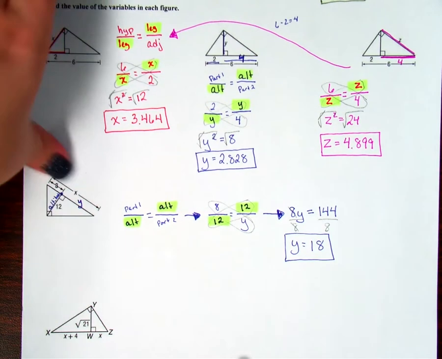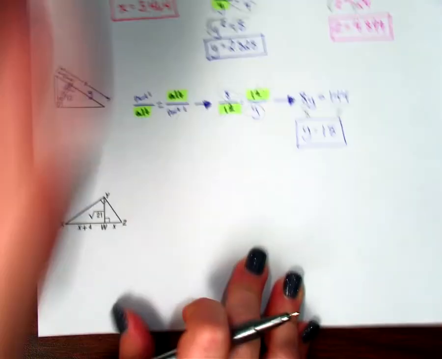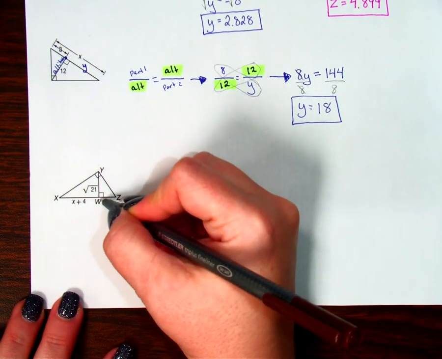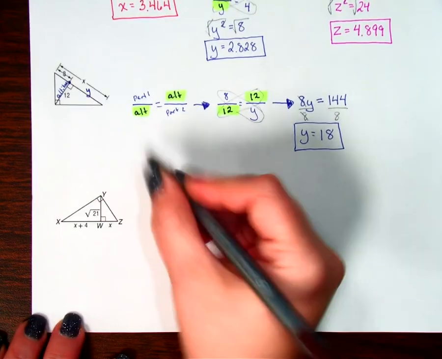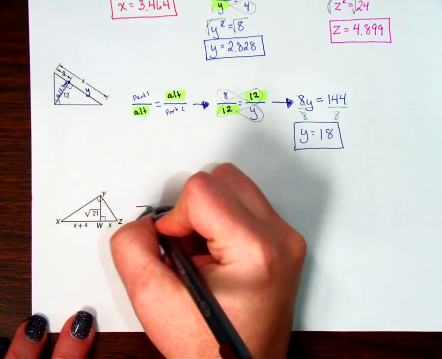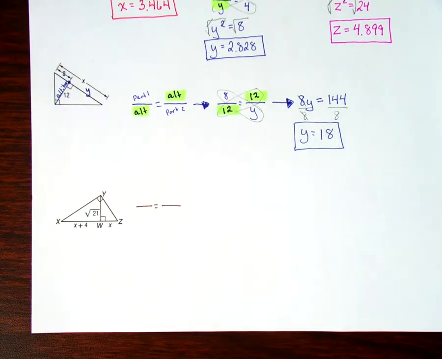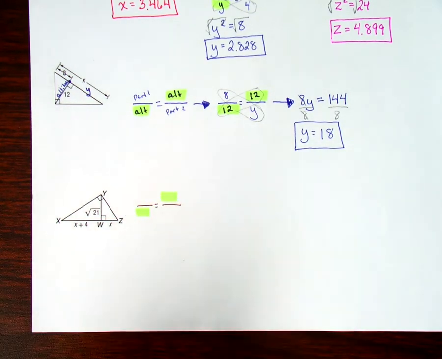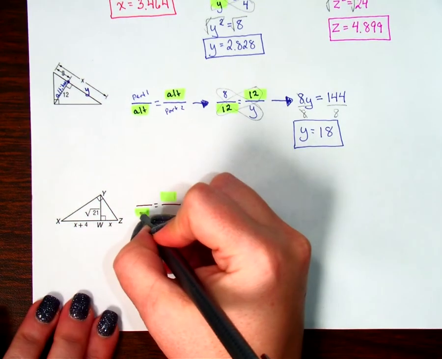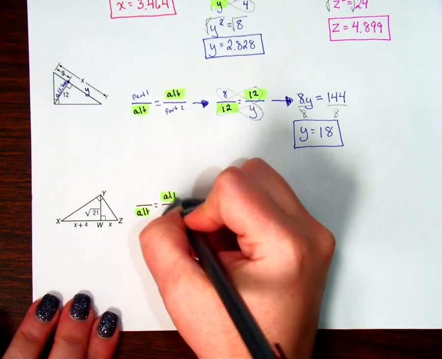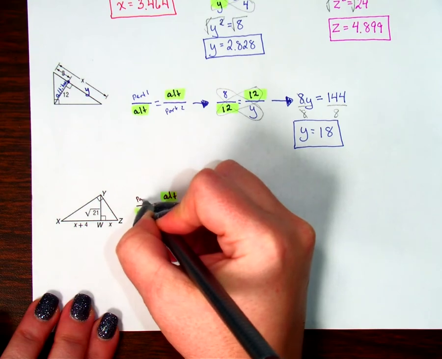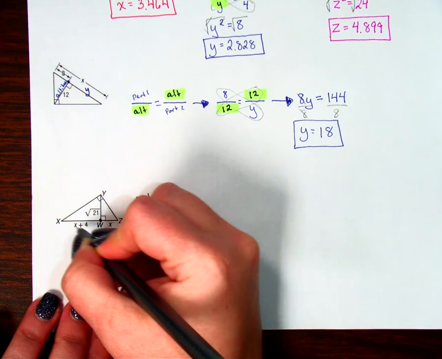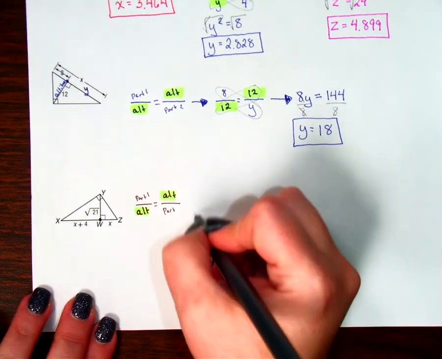Okay, so when I look at this last problem, I have my altitude. I know what it is. And then look, I even have my two little parts. So again, I'm going to use this same one that says the altitude is the geometric mean between the two parts, part 1 and part 2, that the hypotenuse is divided into, x plus 4 and x. Okay, so now we're just going to fill this in.